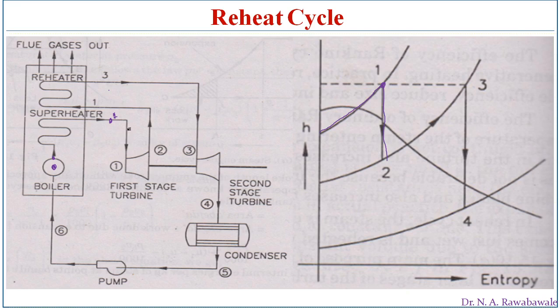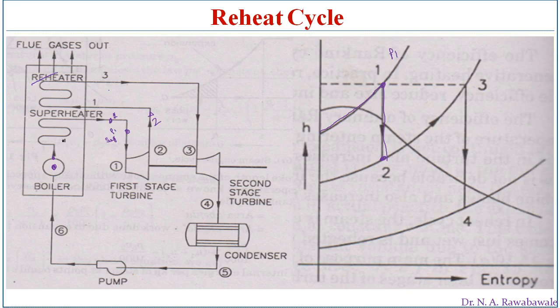The condition of steam at point 1 is that it is superheated steam at pressure P1. So at pressure P1, steam enters into the turbine and it is expanded, and when it comes out of this turbine at point 2, steam becomes just wet. Again this steam which becomes wet is not expanded further. This steam is passed into the reheater.